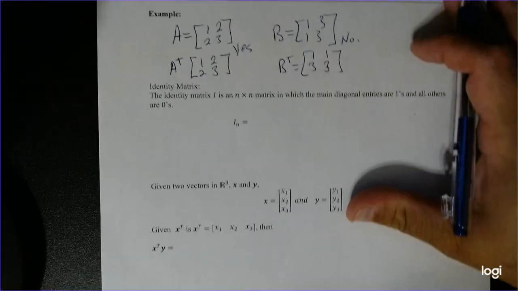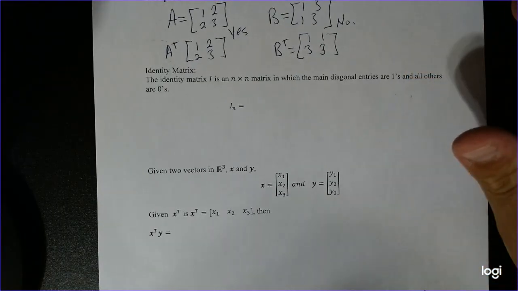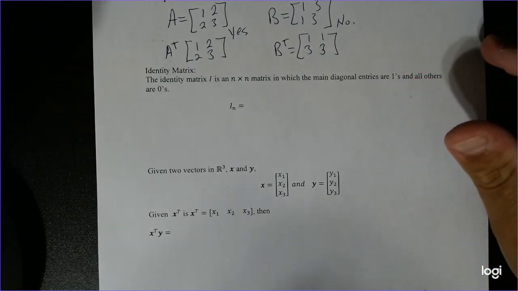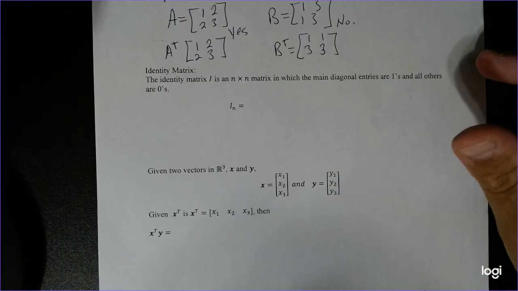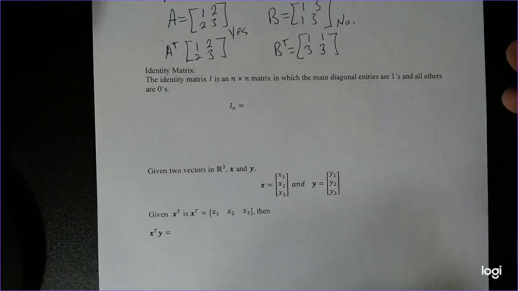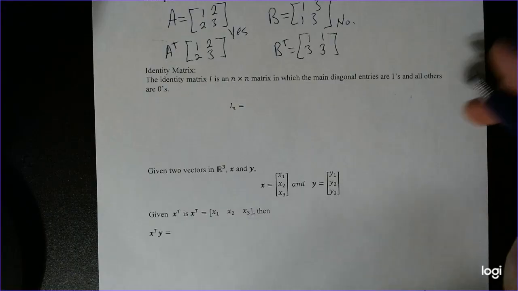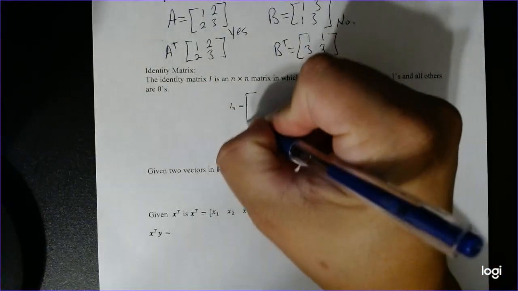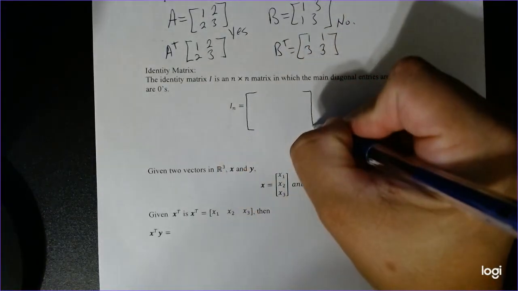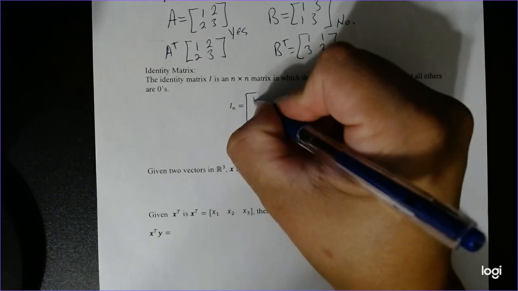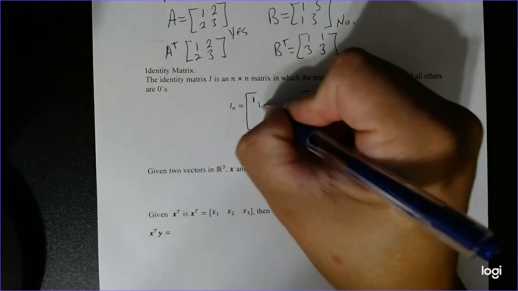All right, so now let's identify something that we're going to talk about a lot in this class. It's called the identity matrix. The identity matrix I is an n by n matrix, so it's a square matrix in which the main diagonal entries are 1s and all the other entries are 0. We've already talked about this a little bit, and it's basically our goal when it comes to solving a system, but now we're talking about it much more in depth.